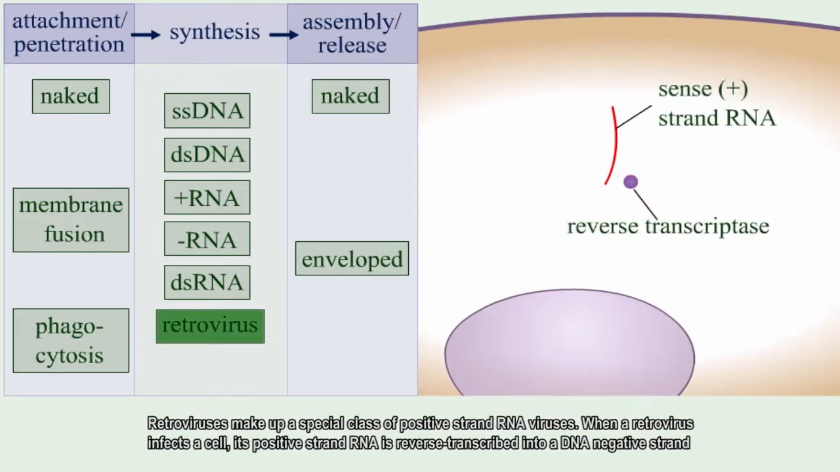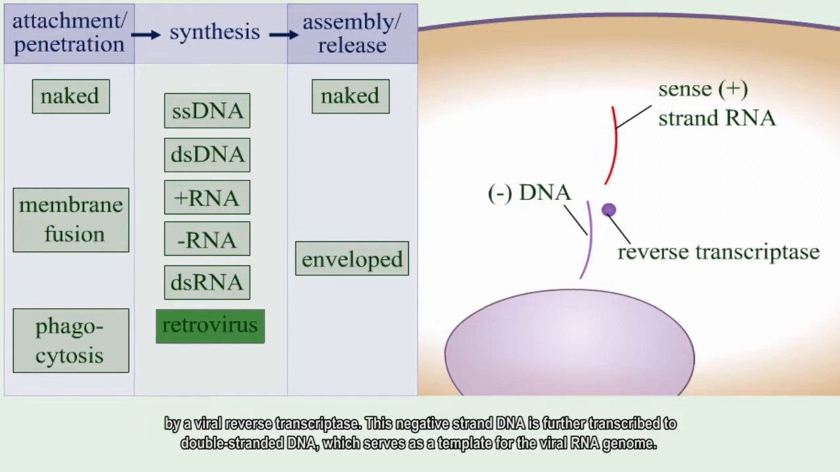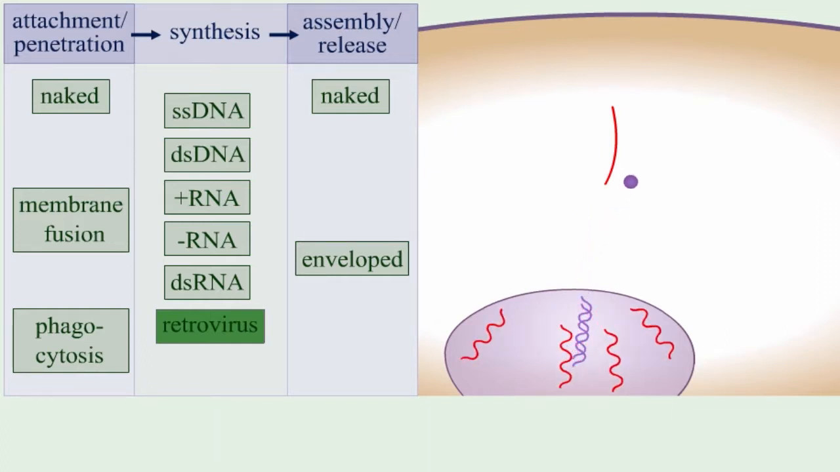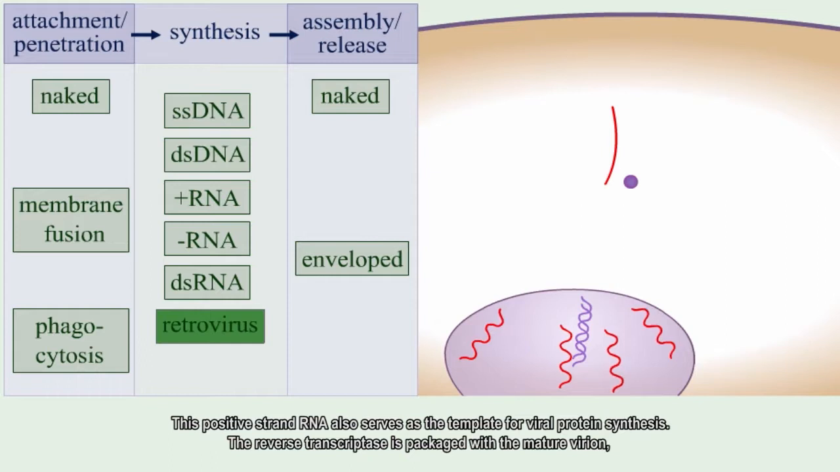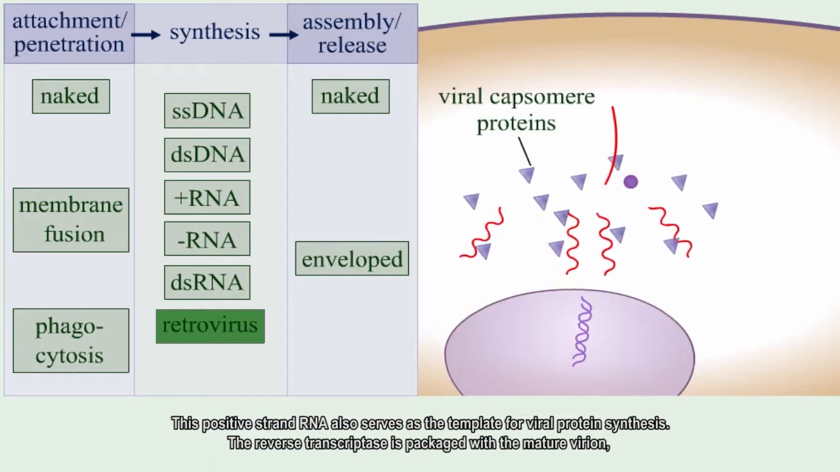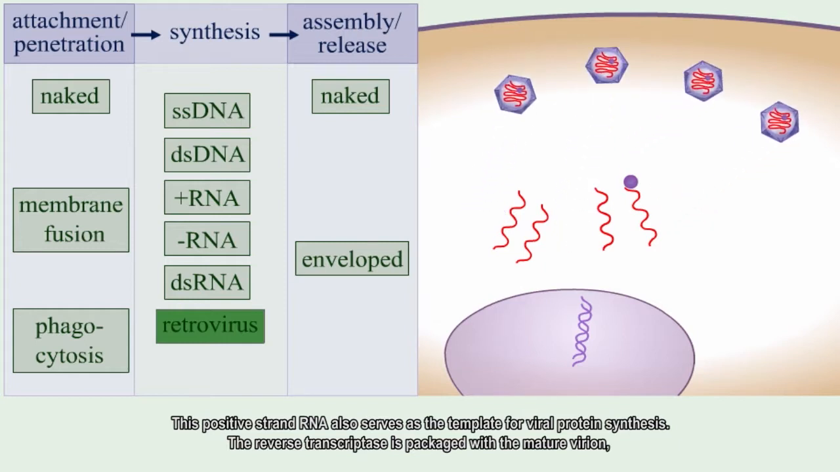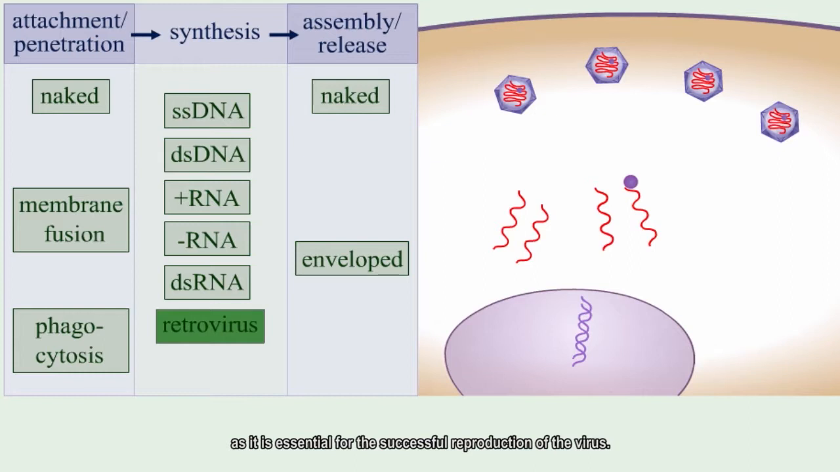Retroviruses make up a special class of positive strand RNA viruses. When a retrovirus infects a cell, its positive strand RNA is reverse transcribed into a DNA negative strand by a viral reverse transcriptase. This negative strand DNA is further transcribed to double-stranded DNA, which serves as a template for the viral RNA genome. This positive strand RNA also serves as the template for viral protein synthesis. The reverse transcriptase is packaged with the mature virion as it's essential for the successful reproduction of the virus.